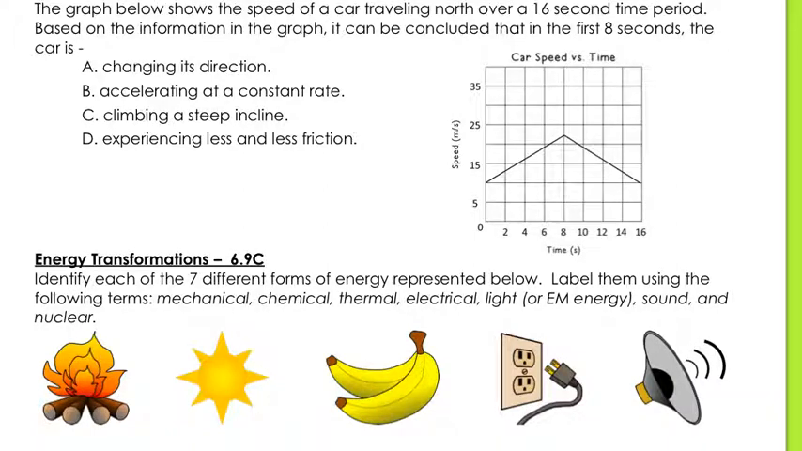The graph below shows the speed of a car traveling north over a 16-second time period. Based on the information in the graph, it can be concluded that in the first 8 seconds, the car is... So with this one, you've got to look at your axes. You've got speed and you've got time. So because you've got speed and time and the line is going straight here, it's B, accelerating at a constant rate.